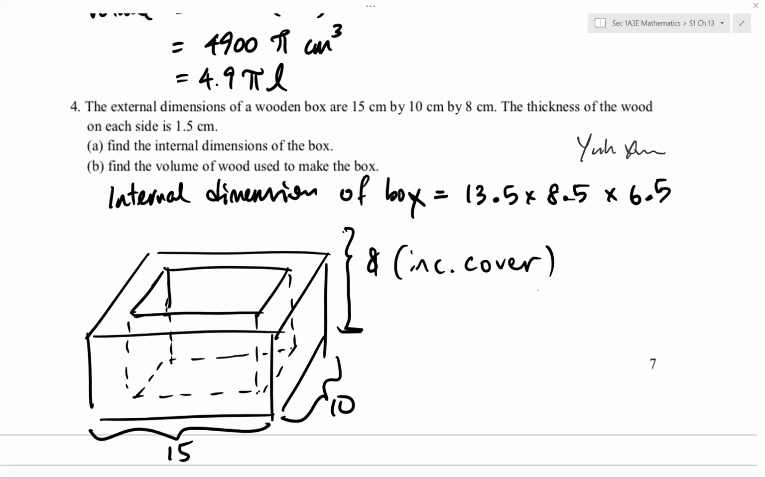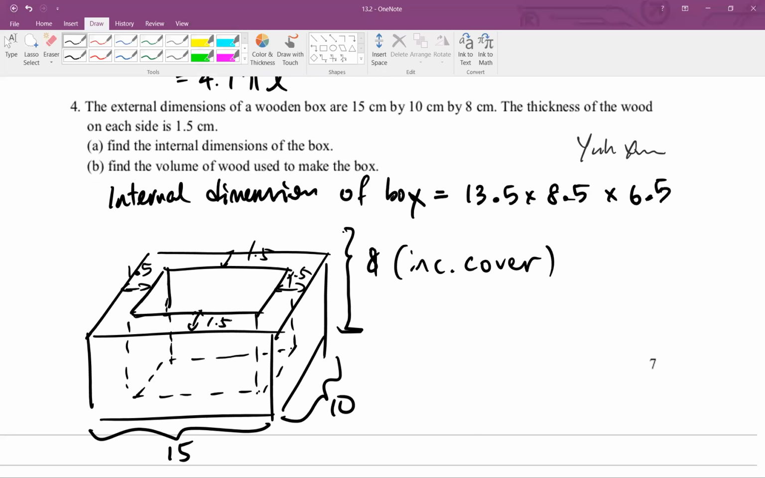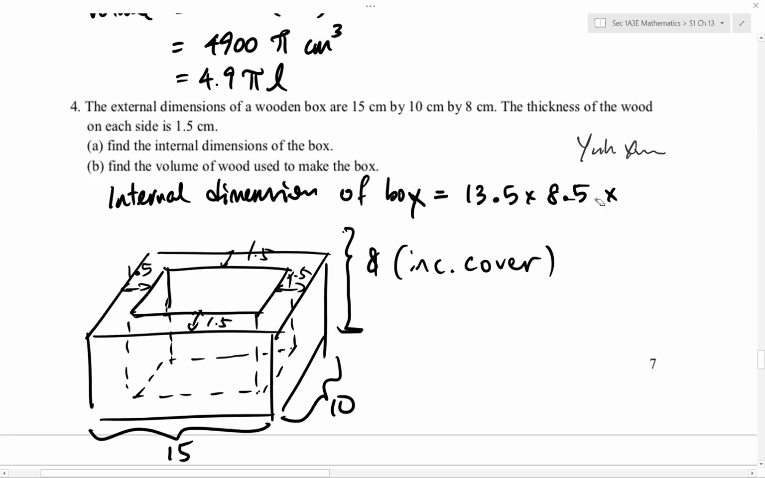Understand? So Silio says, no, we have to minus 1.5 on both sides. The internal thickness is 1.5 everywhere, including top, bottom, left, right. So it is not enough to just minus 1.5. We have to minus 3. Get it? Okay. So here we are going to change our internal dimensions to become 12 by 7 by 5.